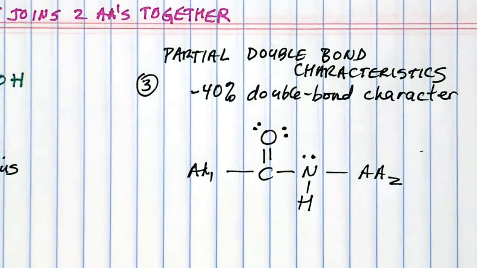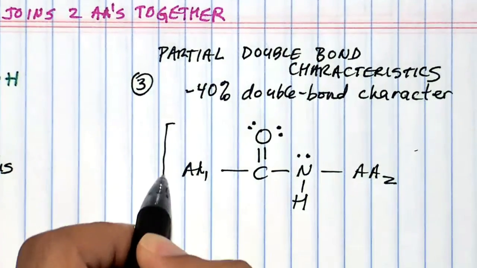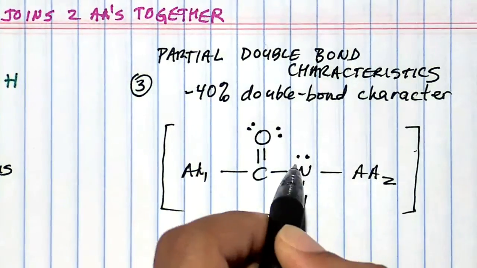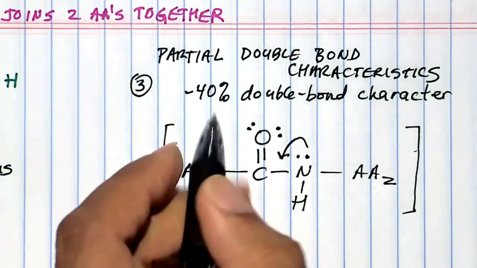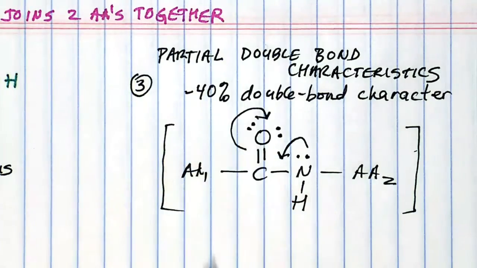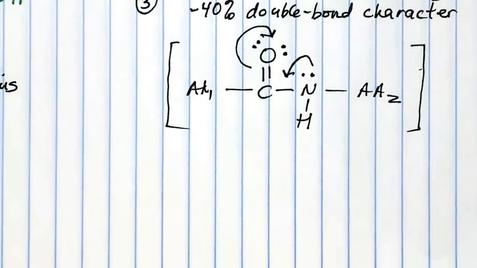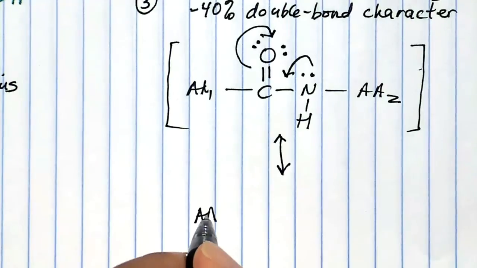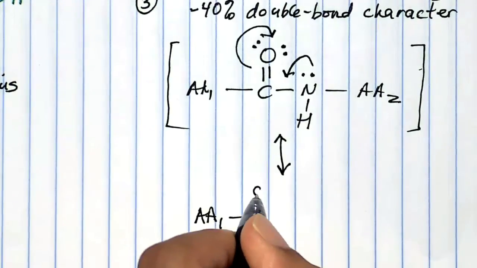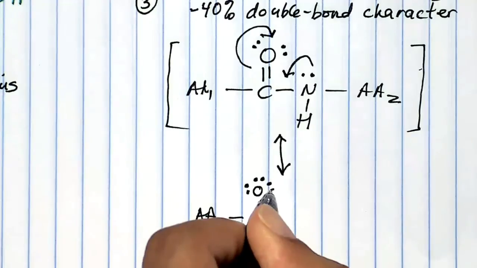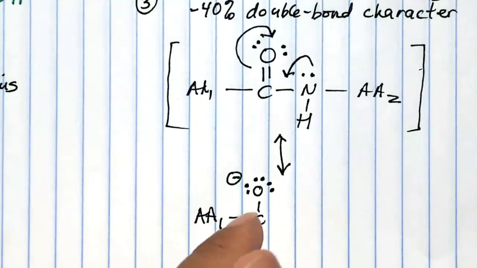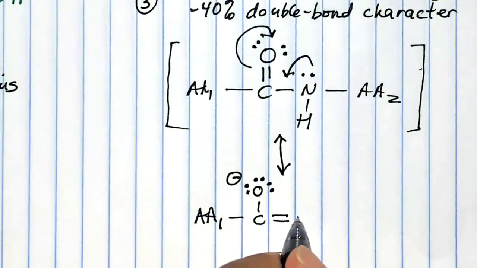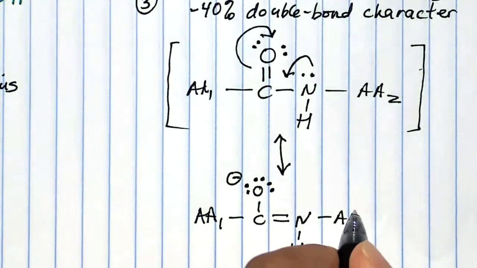All right, so there is a resonance that forms, where this pair of electrons can go here and that pair of electrons can go down there. So as a result of that resonance, you'll get this structure. There's a negative formal charge on the oxygen. We have a C double bond N now. And then here's amino acid 2.